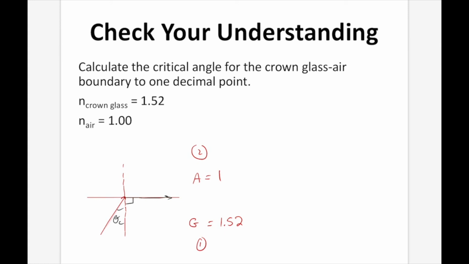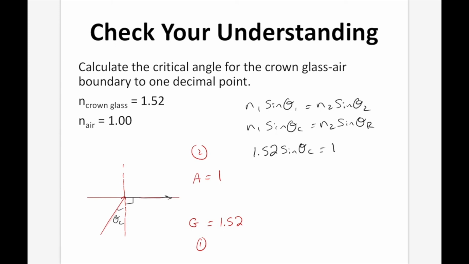So let's write out our equation. n1 sine theta 1 equals n2 sine theta 2. Now we're going to replace some of our variables. n1 is still n1. We're going to call angle of incidence now the angle critical. n2 is n2, and sine theta refraction. n1 is 1.52 sine angle critical, that's what we're looking for. n2 is 1 sine, and we know the angle of refraction is 90 degrees. Now the entire right-hand side is 1, because sine 90 is equal to 1. 1 times 1 is 1. So the right-hand side of the equation is 1.